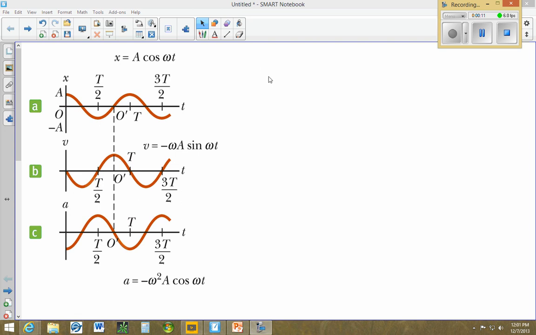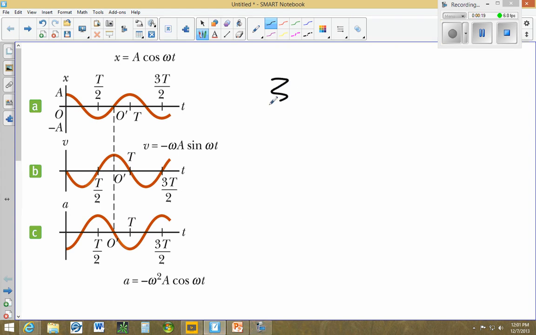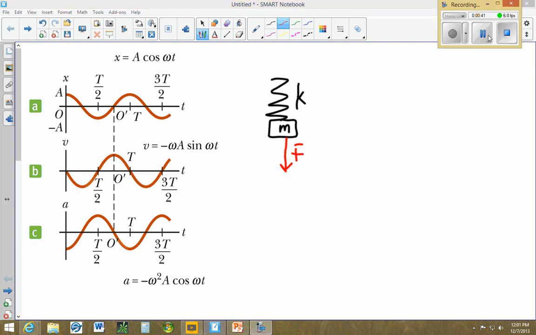Basically, think about a spring, and I have a mass M on the spring, and there's a spring constant K, and I pull down. So this is equilibrium right now. I pull down on the spring with a force F. When I do that, it begins oscillating up and down, up and down.